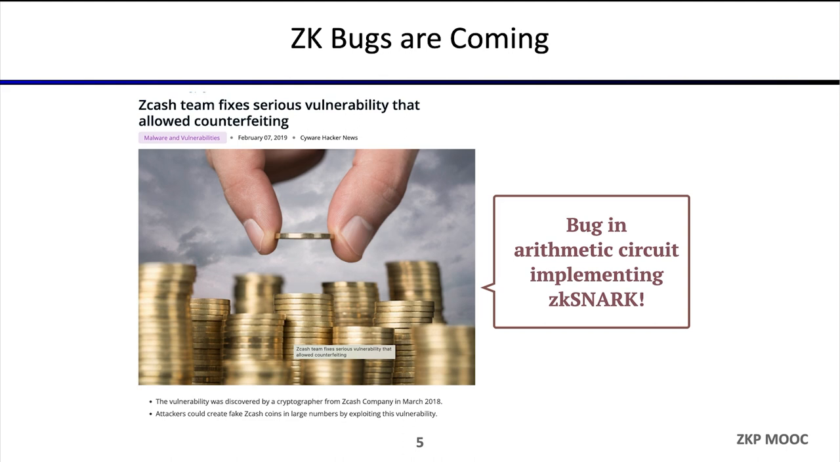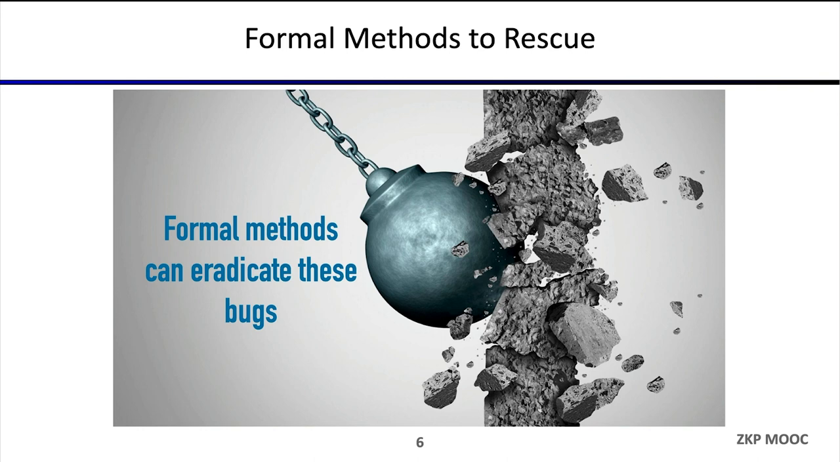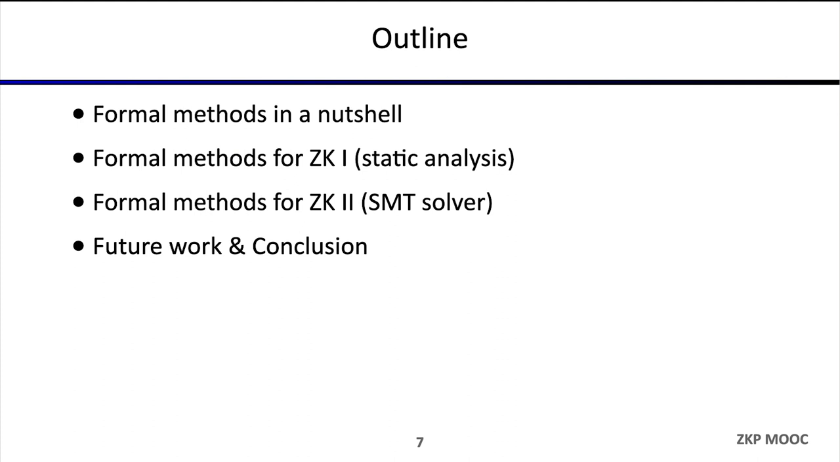Now I agree that this might not be the best way to get started as a talk because this sounds a little bit depressing, but one thing I would like to get across in this talk is that bugs are actually not inevitable. If we use the proper and right formal methods in blockchain application development, we can actually eradicate the majority of the bugs. And to address that, here's the outline of today's talk.